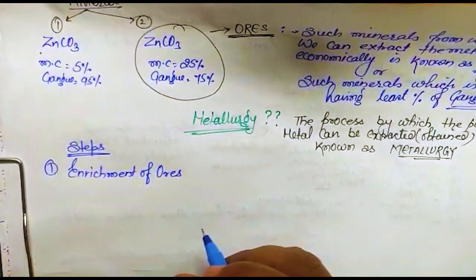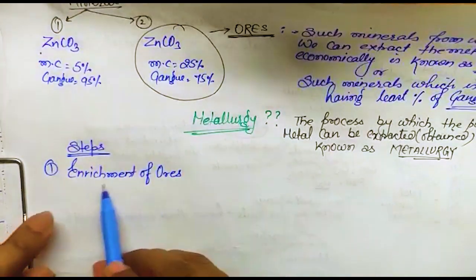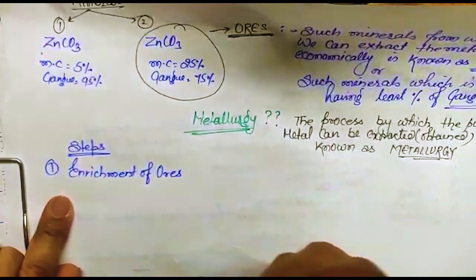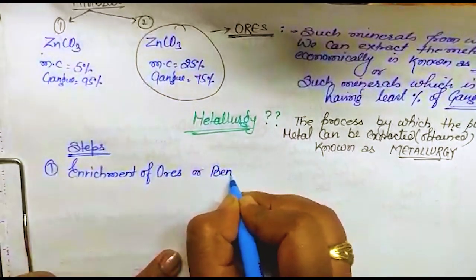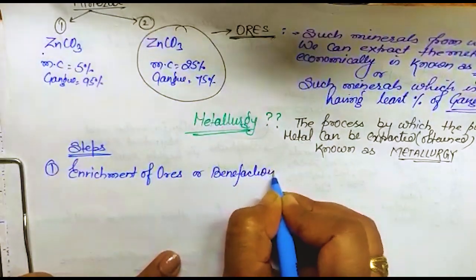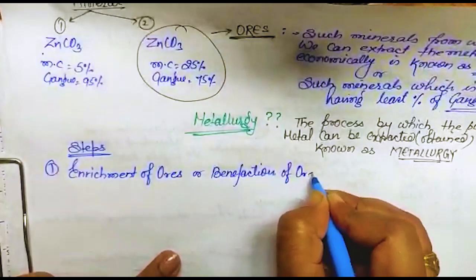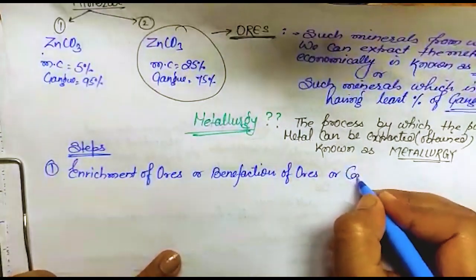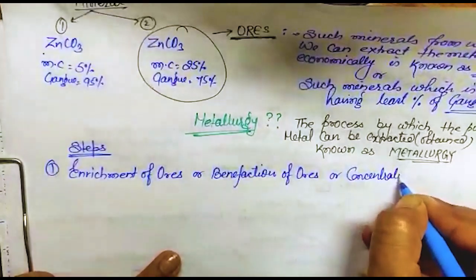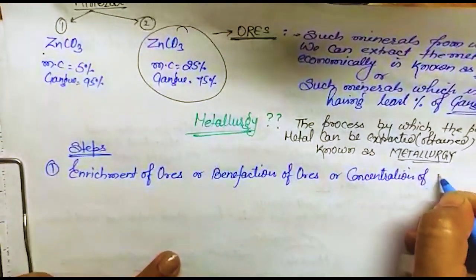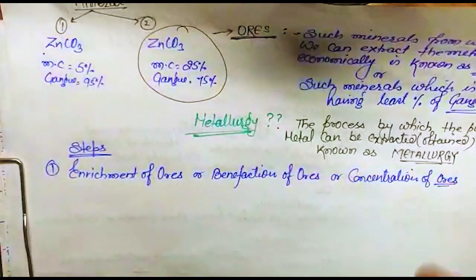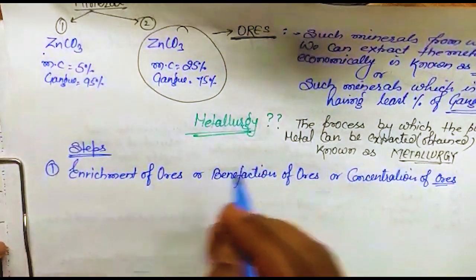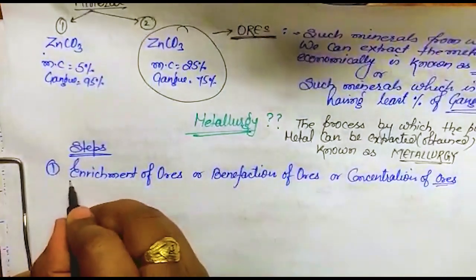Like you will also find it in other books. Instead of enrichment, they use beneficiation of ores, or concentration of ores. This is also known as beneficiation of ores, or we can write concentration of ores. So basically in this topic, what do you mean by all these words? It is nothing but removal of gangue. We just remove the gangue.